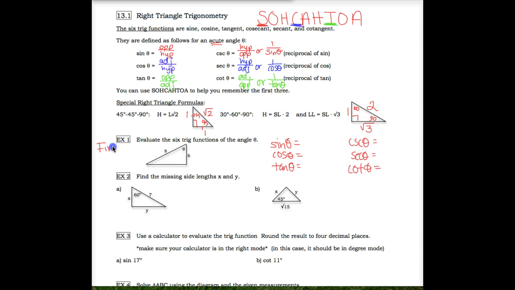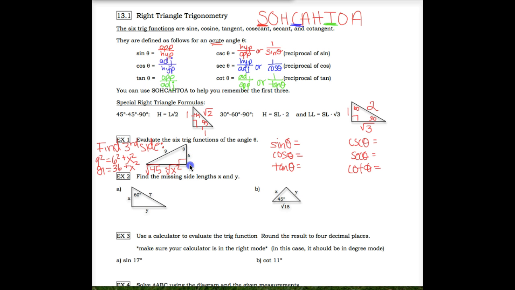The very first thing you need to do whenever you're evaluating these trig functions is find the missing side. So we can do that with the Pythagorean theorem. So 9 squared equals 6 squared plus x squared, if this is the side we don't know. So 9 squared is 81. 6 squared is 36. So if I want to solve for x, I'm going to subtract the 36 first. So 45 equals x squared. And then I'm going to square root both sides.